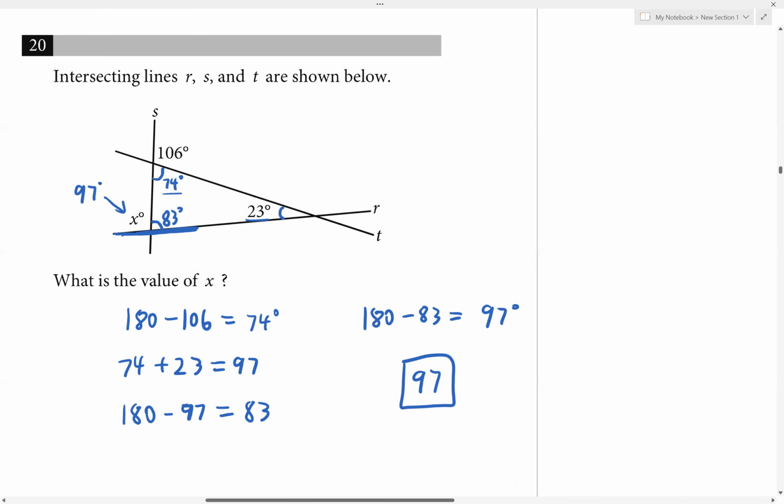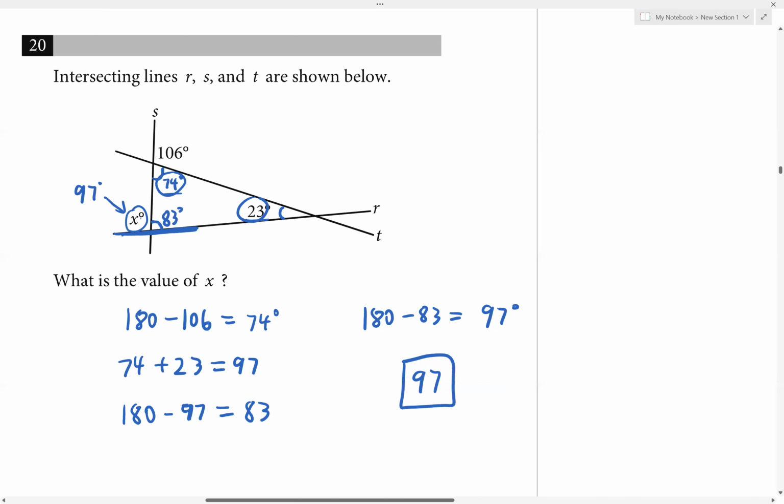Okay. So the x degree angle is actually called the exterior angle, so it's on the outside of the triangle. If you remember, there's a rule for the exterior angle: this angle should equal the sum of these two non-adjacent interior angles. So if you recognize the exterior angle, you can just do 74 plus 23, and that should be the measurement for x. So that will also work.